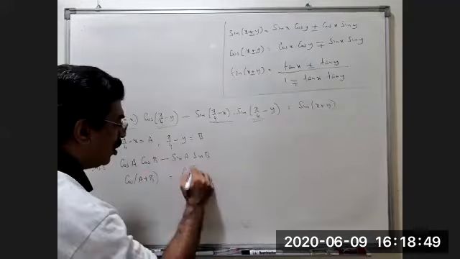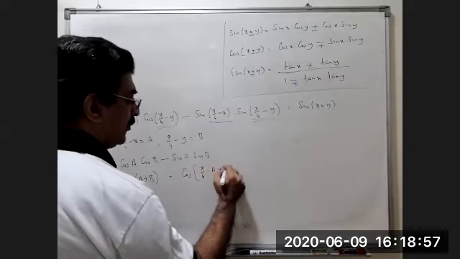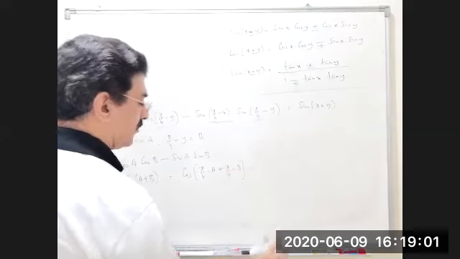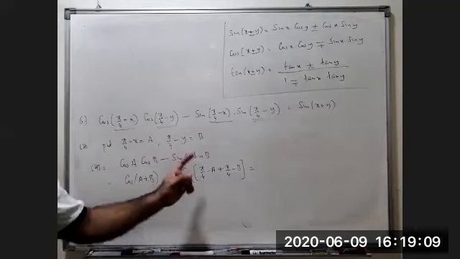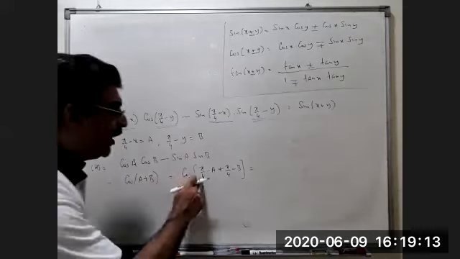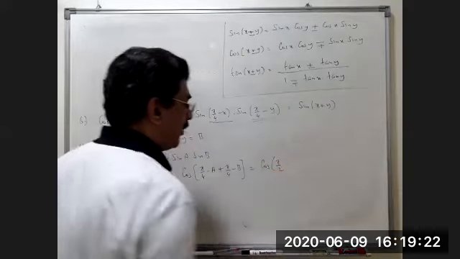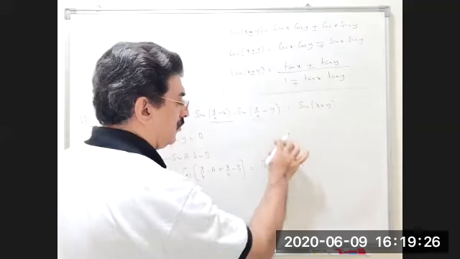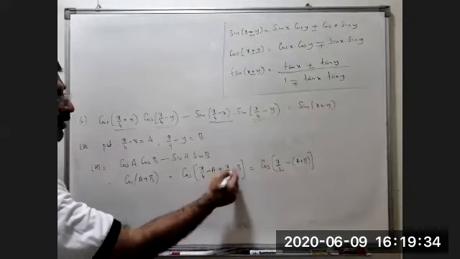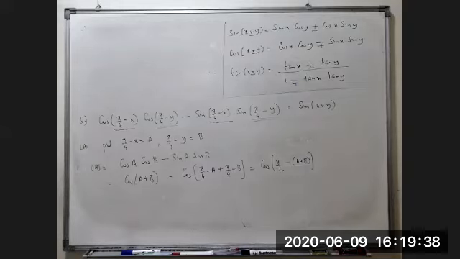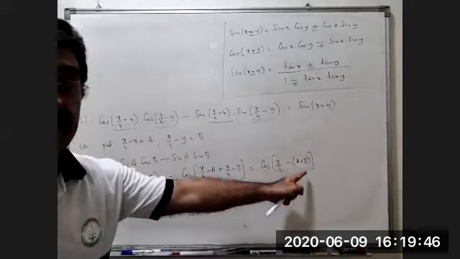Now we replace A and B. What is A? A is pi by 4 minus x, and B is pi by 4 minus y. This is of the form cos A cos B minus sin A sin B, which is cos(A plus B). We replace A and B. Pi by 4 means 45. 45 plus 45 is 90. So this is cos of pi by 2 minus (x plus y), because minus x minus y, if we take the minus sign out, is minus of (x plus y). Cos(pi by 2 minus x).